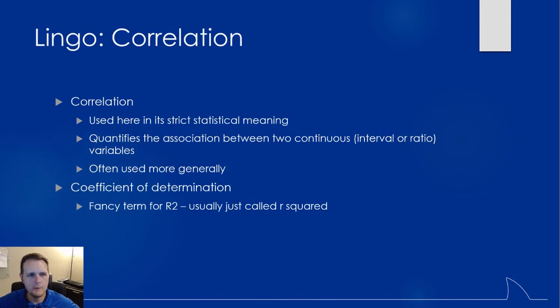And again, when talking about correlation here, we're using it in the very strict statistical meaning. It means quantifying the association between two variables. Note here they need to be continuous. This would not be appropriate for an ordinal variable or a nominal variable. However, you typically hear correlation used a little bit more generally. And just know the coefficient of determination is just another name for that R square value.